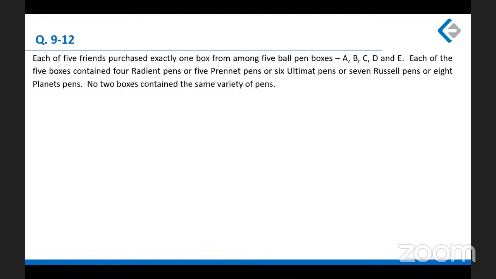Now, if you look at this third set, at first look it seems a very easy, straightforward set, one based on a matrix or a grid arrangement kind of thing. Okay, but when you start solving, it's not purely based on matrix arrangement. There is reasoning involved, such as if B cannot have Ultimate pens, then C would have Russell pens or Parker pens, and so on. Apart from the data which was given directly, there were some inferences which were supposed to be made while solving the set. Okay, there was some data which you need to infer, which you need to assume and then solve the set.